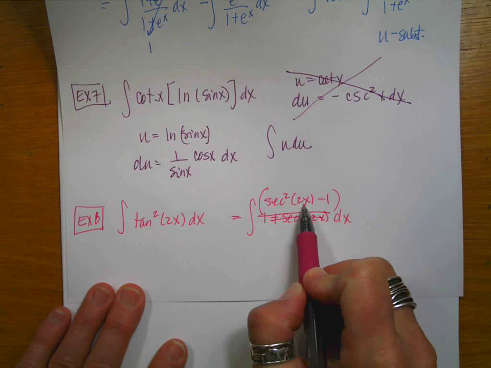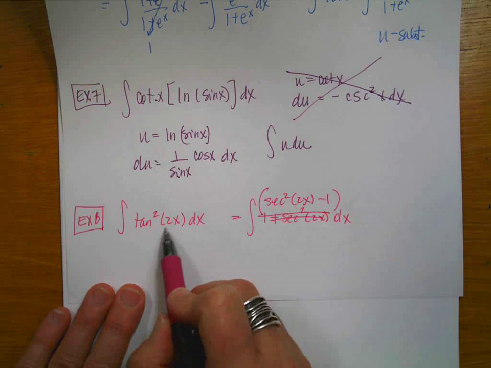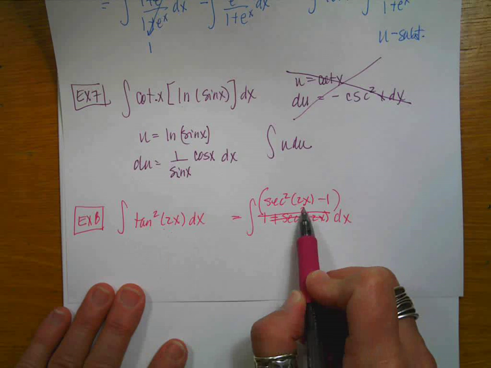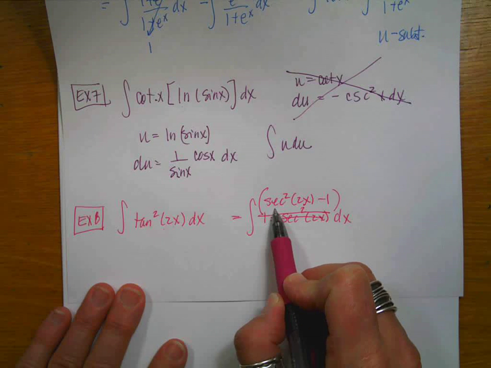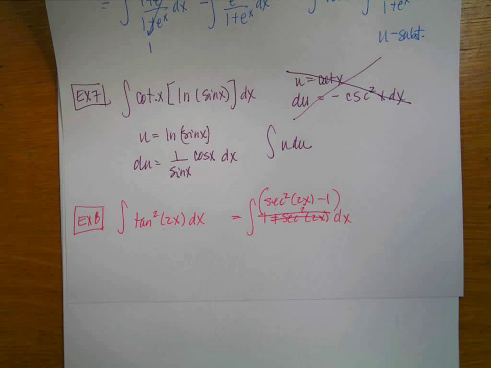So now I have an integration rule for secant, so my u could be 2x. So then it's going to be pretty simple. But I needed to rewrite this particular function so that I actually had a rule, because I have an integration rule for secant squared. Okay?